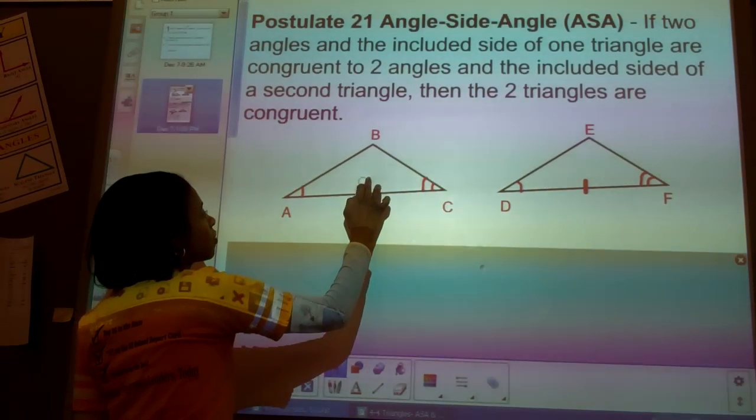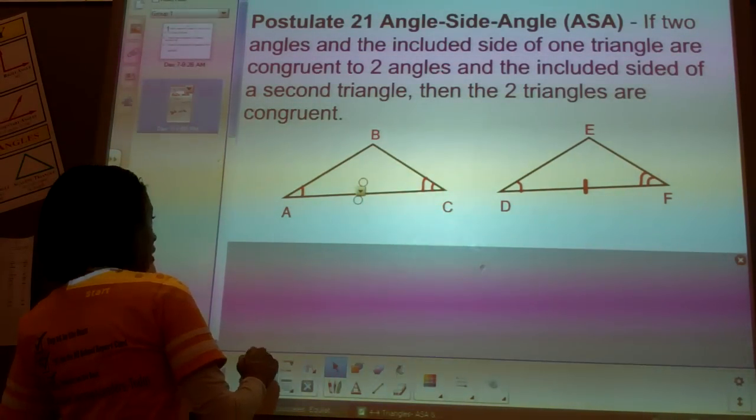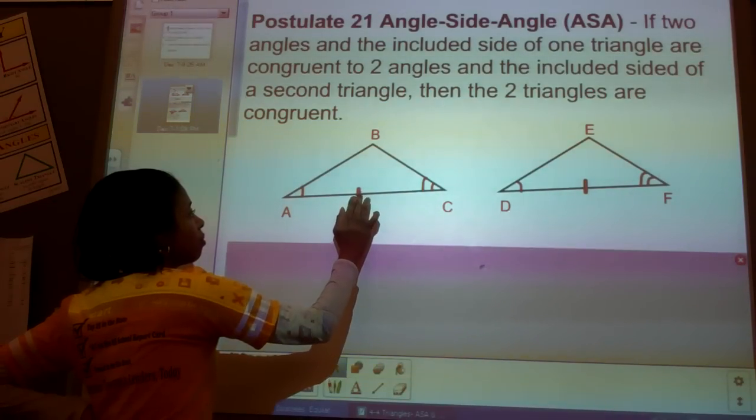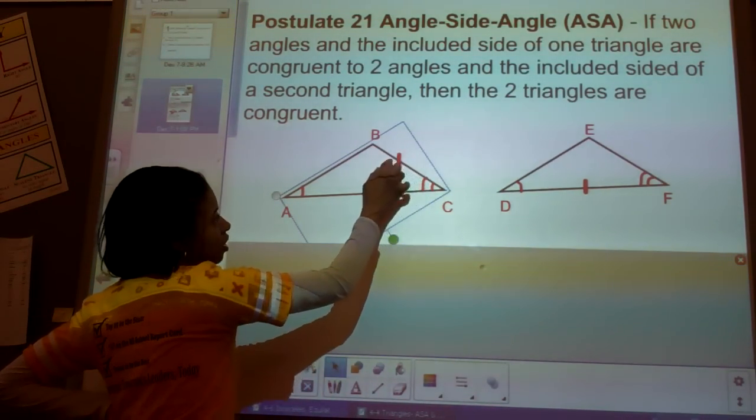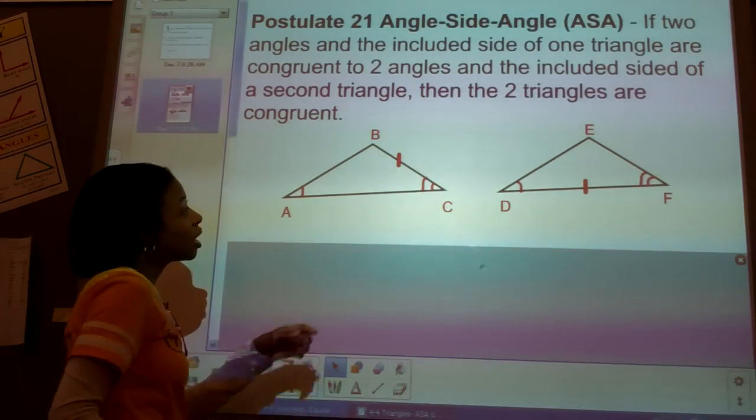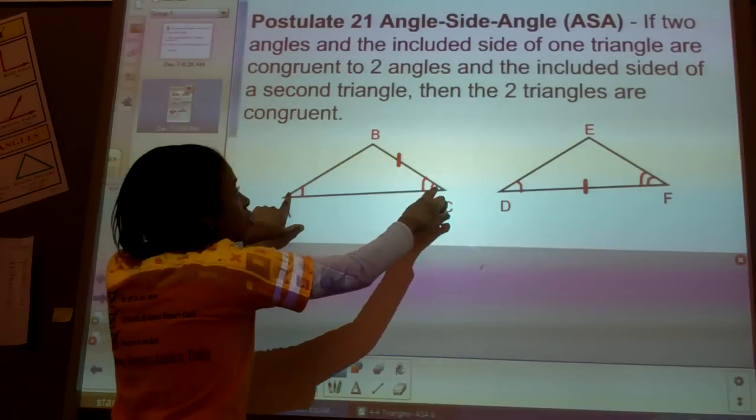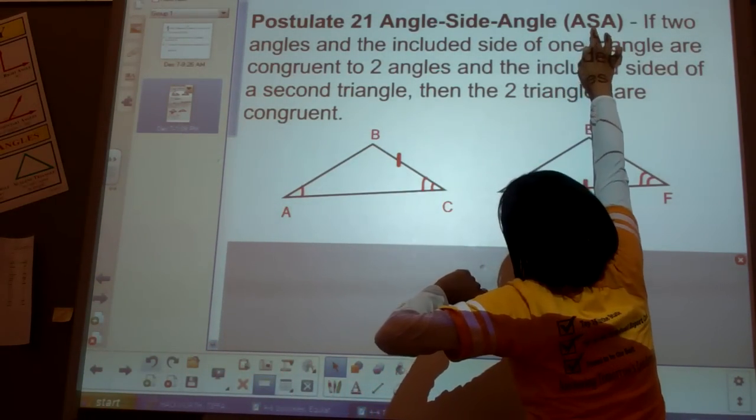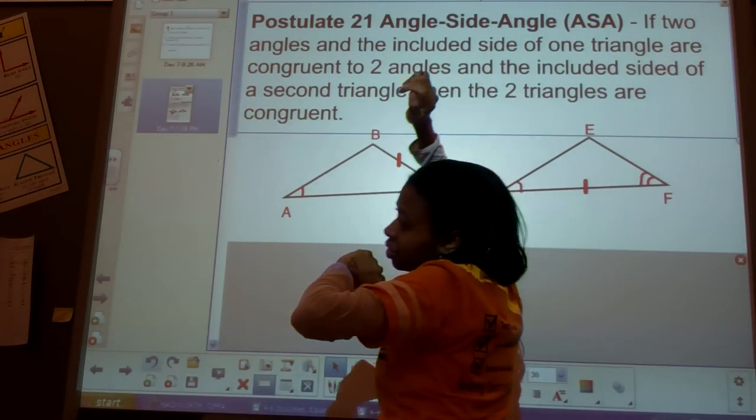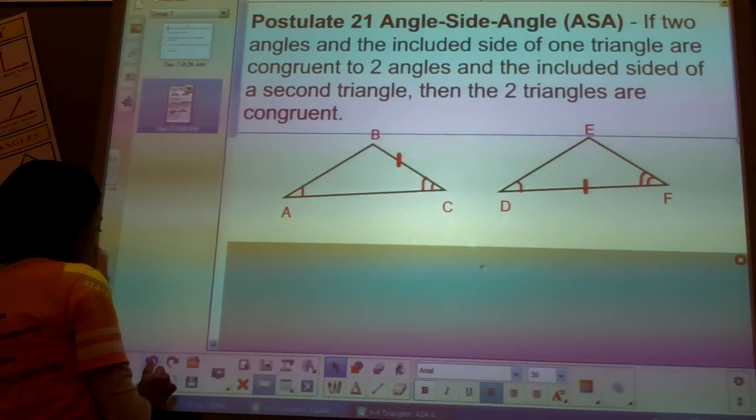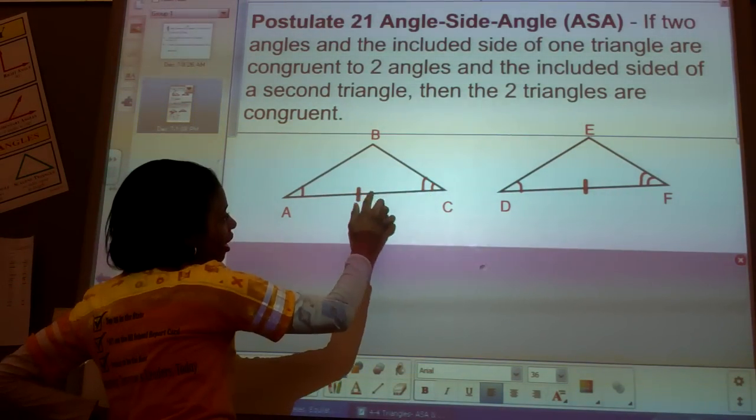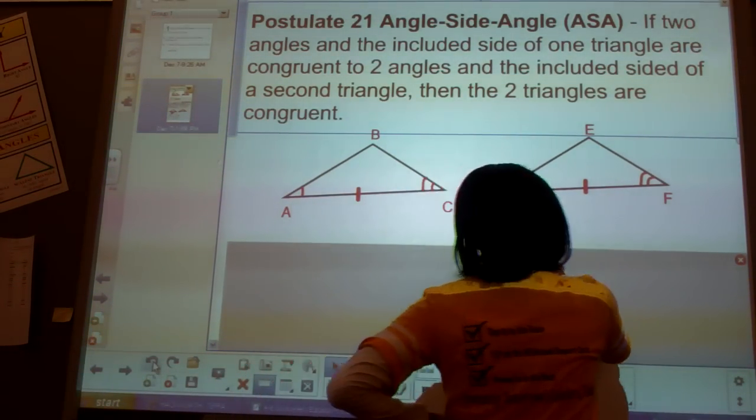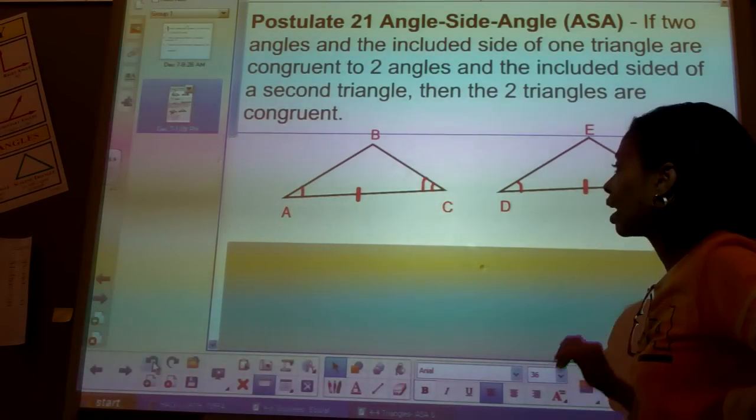It can't be angle, then angle, and the side. The side must be in between the two angles, just like I see the side is in between the two definition here. So there's my side in between. Angle, side, angle, ASA, and it must match on the other triangle for DEF, angle, side, angle.